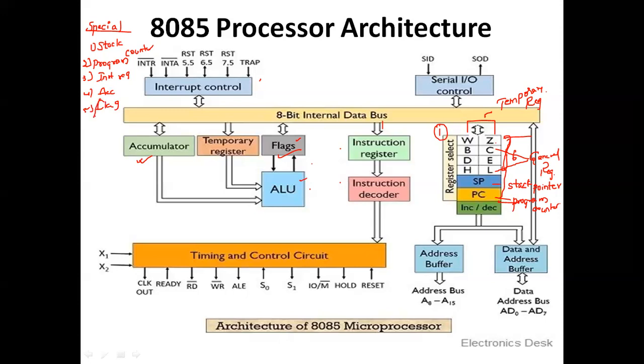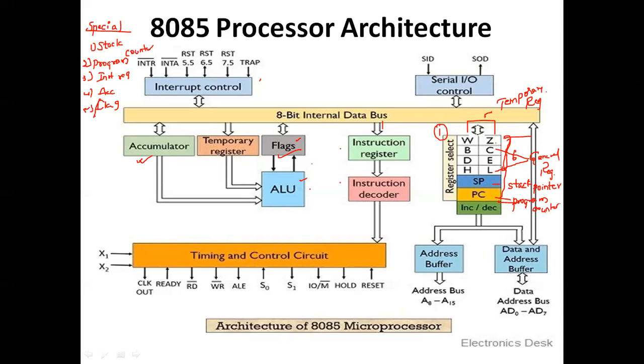So we have seen three different types of registers. The first one is the temporary register. The temporary registers are W and Z over here, and the special purpose registers are stack pointer, program counter, instruction register, accumulator, and the flag register. And when it comes to the general purpose registers, we have BC, DE, and HL. So this is regarding the register section of this 8085 microprocessor.